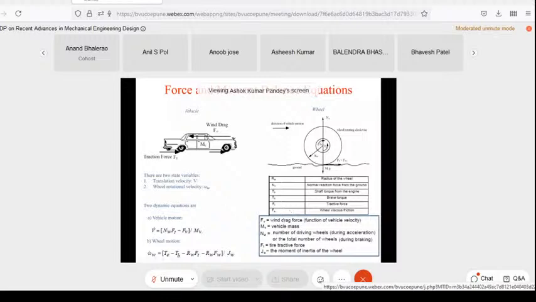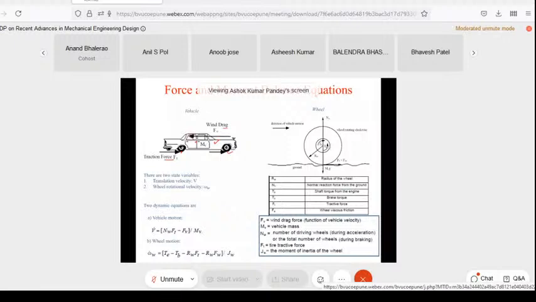So let us take a case where you are having longitudinal motion, and your vehicle is moving in this direction. We can divide it into two components: one is your vehicle, another one is the tire. In the vehicle, what are the forces acting? One is your longitudinal force, which we call the traction force, and in the opposite direction there is a wind drag, which is acting over here.